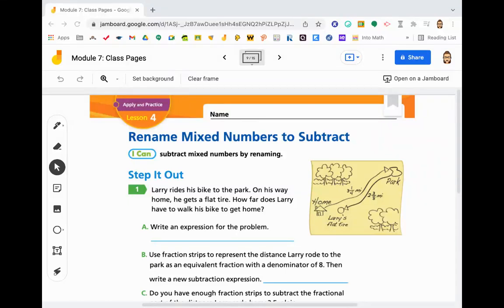Hello, my mathematicians. Today we are looking at lesson 4 of module 7, which is all about renaming mixed numbers to subtract. So I can subtract mixed numbers by renaming. Hopefully this is what you can do by the end of the lesson.